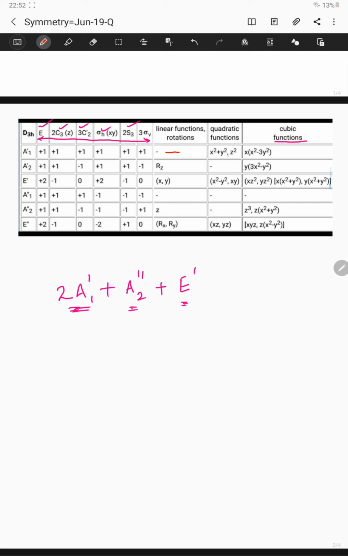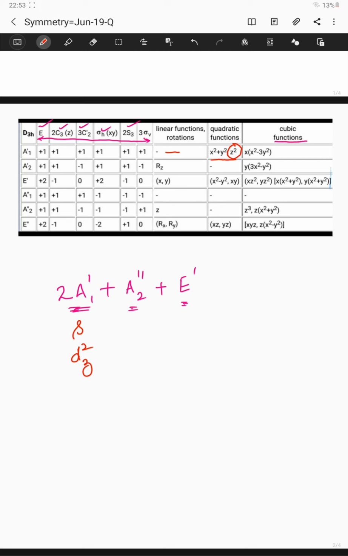But when it comes to the quadratic functions, there is a combination of x square, y square as well as z square, which represents an s orbital. So there are 2 A1 prime representations, out of which one is an s orbital. Here we can see z square, which will represent a dz square orbital. So the function z square can represent dz square. Therefore the 2 orbitals having A1 prime symmetry are s and dz square.